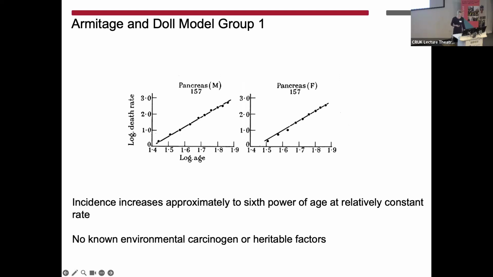So starting with the 4 patterns, as was just mentioned by Anthony, the first pattern described in the original Armitage model is this pattern, and in this case we see it with pancreatic cancer, a cancer with no known environmental or hereditable factors in etiology, where you see an increase in incidence approximately to the 6th power of age at a relatively constant rate. So we've got quite a nice straight line in both men and women with pancreatic cancer.